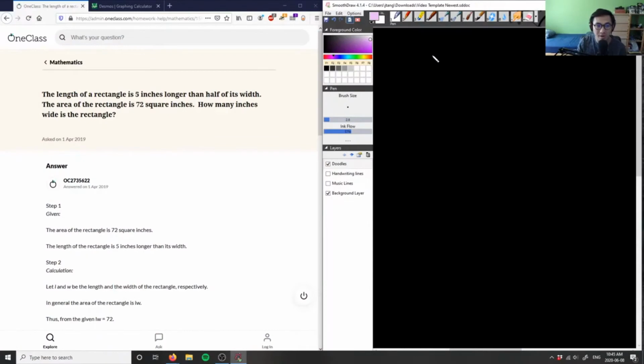The length of a rectangle is 5 inches longer than half of its width. The area of the rectangle is 72 square inches. How many inches wide is the rectangle? So let's draw this rectangle first and visualize this.